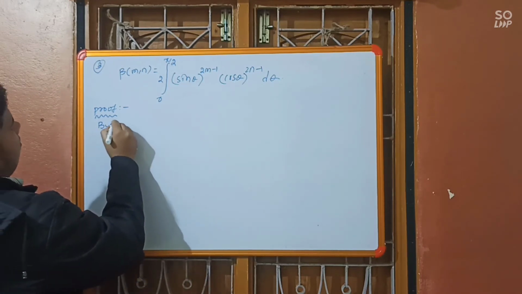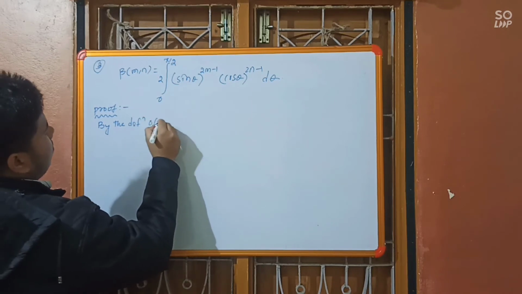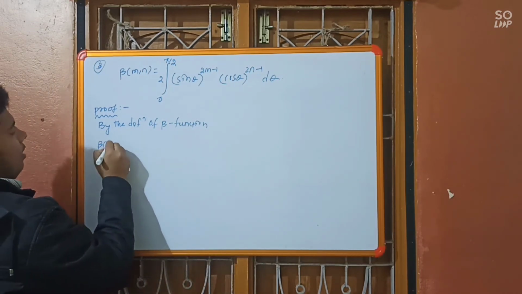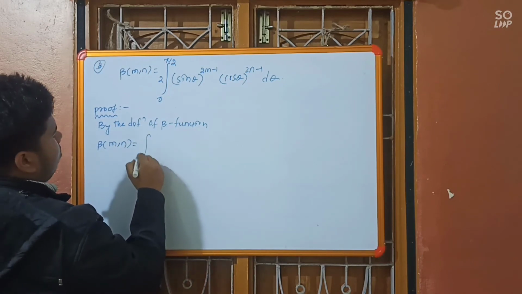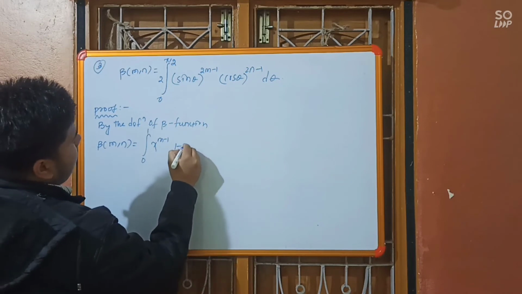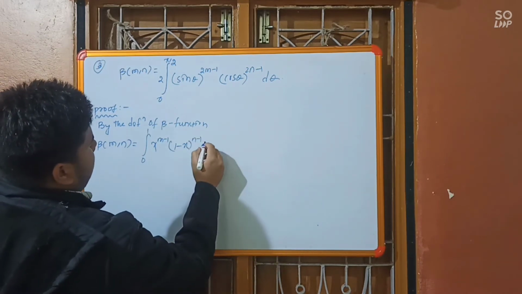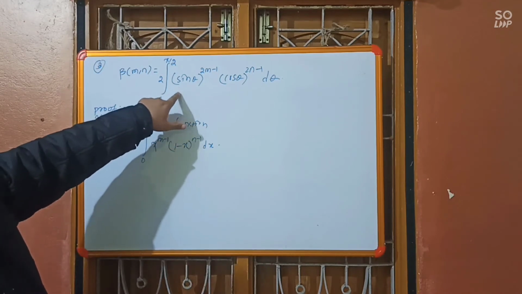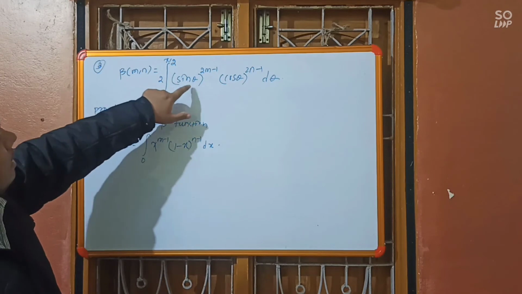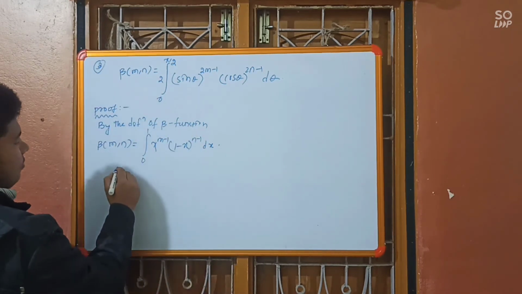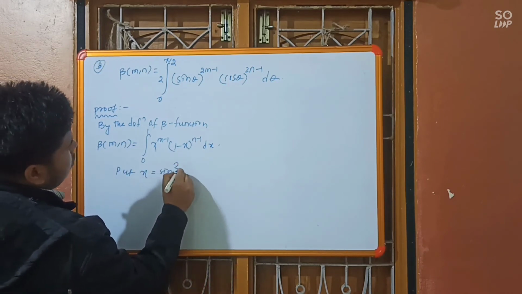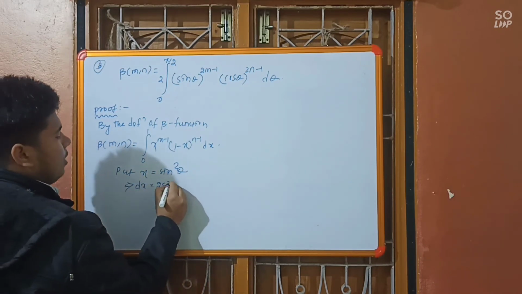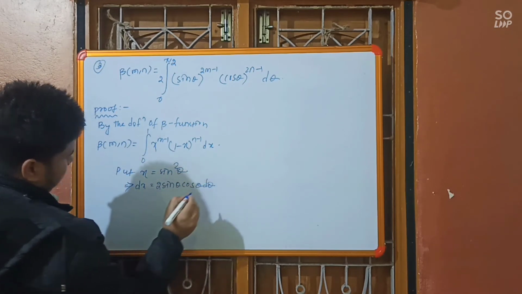So by the definition of beta function, we can write that beta mn is equal to the integral from 0 to 1 of x to the power m minus 1, (1 minus x) to the power n minus 1, dx. So here we have to bring this function to this form. So we have to put, here is a 2 and here is a sin theta. So we have to put x is equal to sin square theta. So take derivative of both sides. dx is equal to 2 sin theta cos theta d theta.